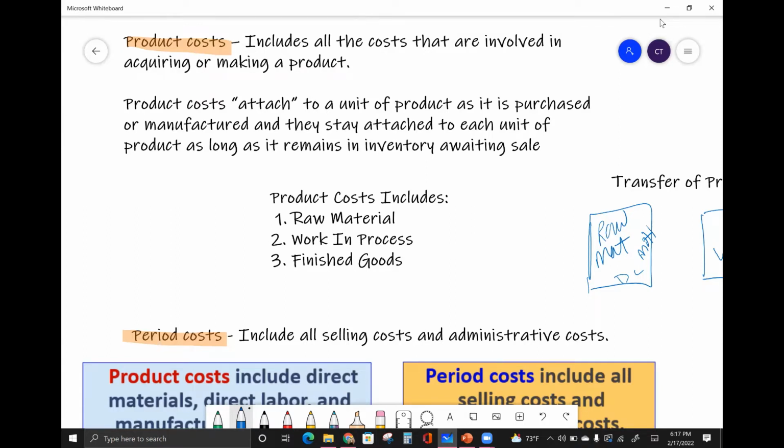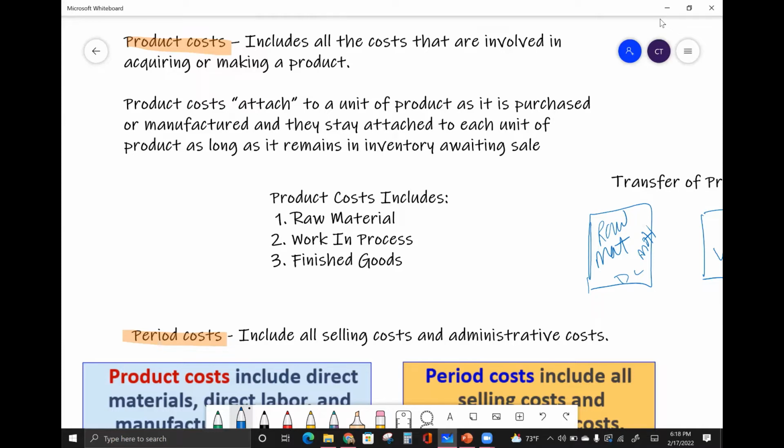Okay, so product cost includes all the costs that are involved with acquiring or making a product. They're attached to the unit as if it's purchased or manufactured, and they stay attached to each unit or product as long as it remains in the inventory, awaiting sale. What that means basically is, as I'm building out the car, I have costs that are going into it and I'm putting it to that stock number. At the end, I'll have a finished product. Well, all those costs are going to stay with that car.